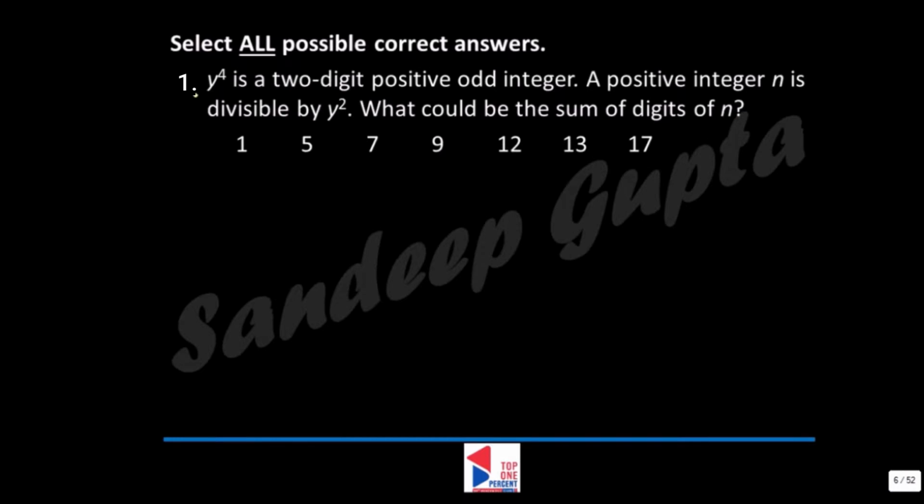You are given y to the power 4 is a 2-digit positive odd integer. So y to the power 4. What is the first 2-digit positive odd integer? It is 11. Next 13. Next 15. Like this, I can go up to 99. One mistake that most people do here is that they assume that y is an integer. Nowhere is it mentioned that y is an integer. y to the power 4 is an integer. So there is a difference.